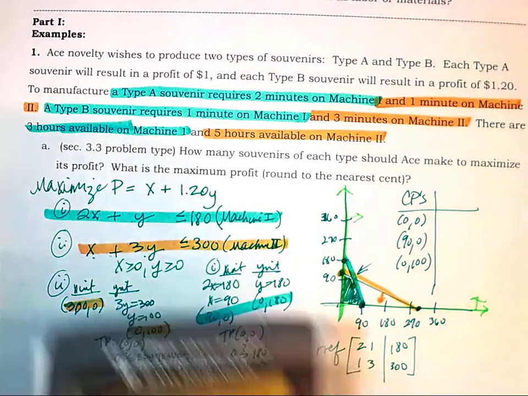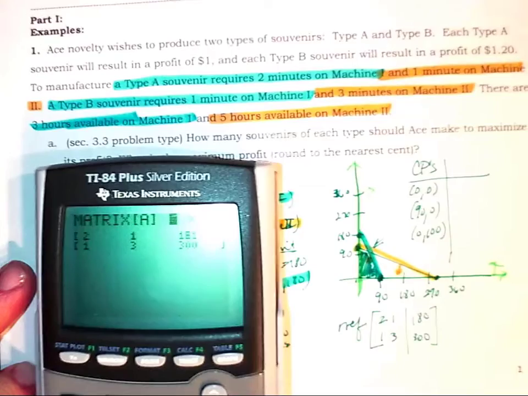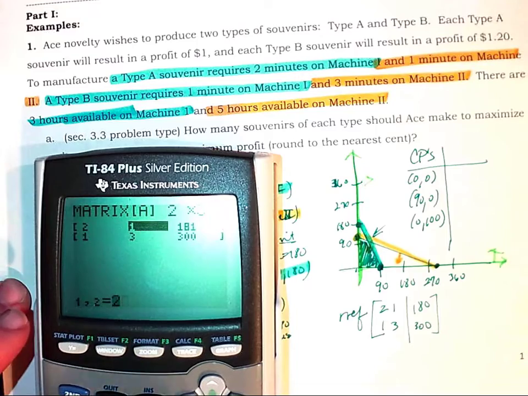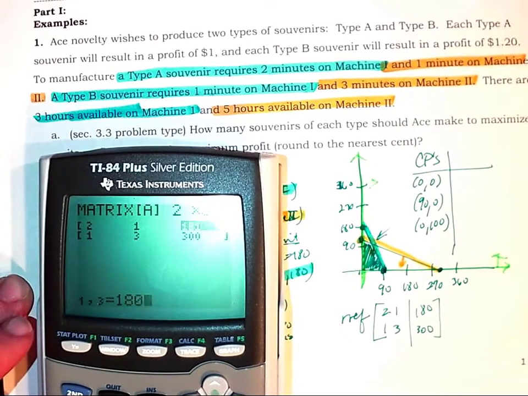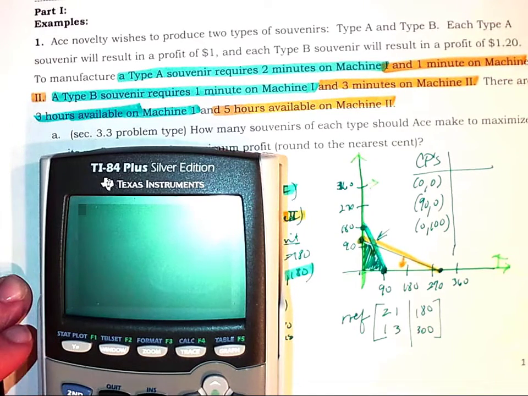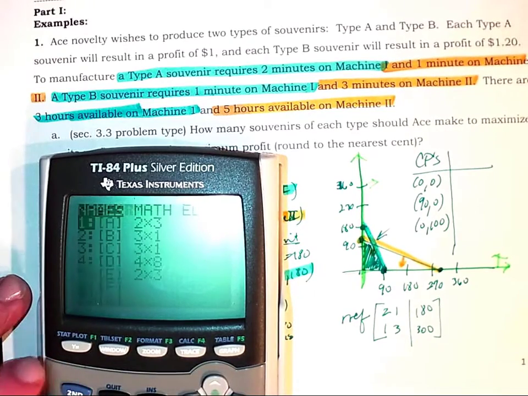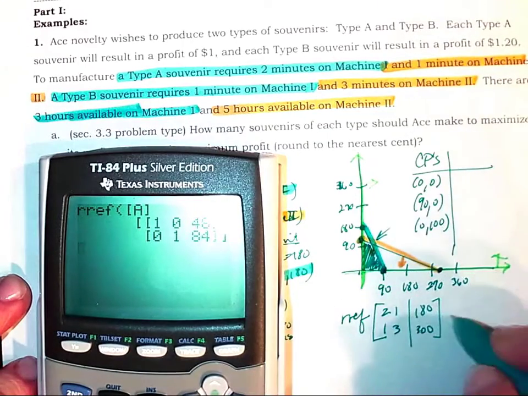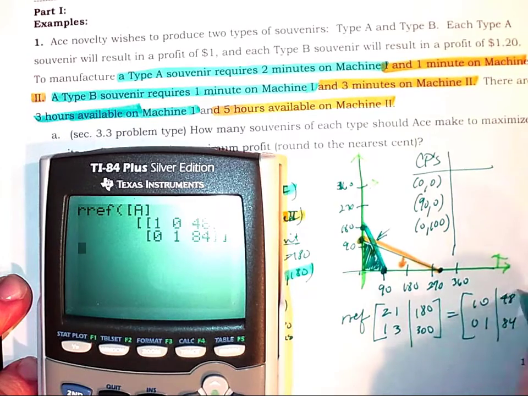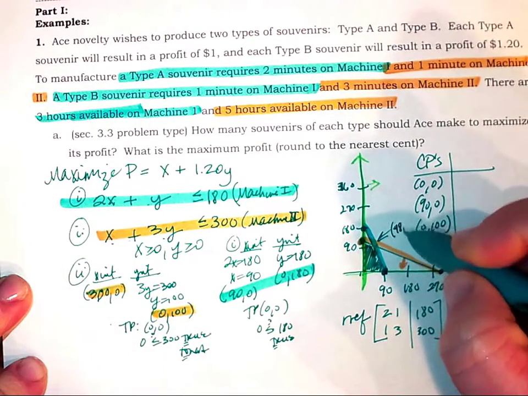And remember, we're just going to go into a matrix, and we're going to edit. And we're 2 by 3. So we got 2, 1, and 180. And I got the 1, 3, and the 300, so I'm going to quit that since I have it in there. And I'm going to go to matrix, and this time math, RREF, and pull up matrix A. And there's my answer. So I've got 1, 0, 0, 1, 48, and 84. So that tells me that intersection point right there is going to be the 48, 84.